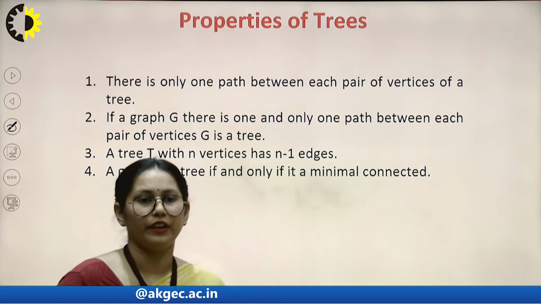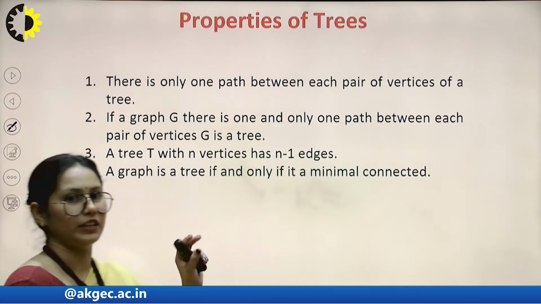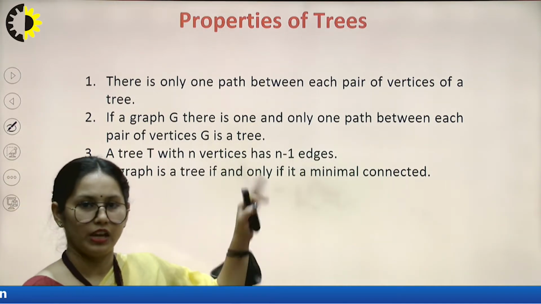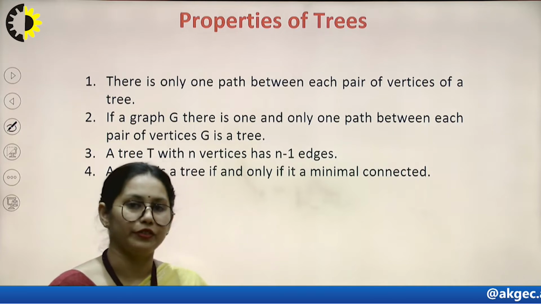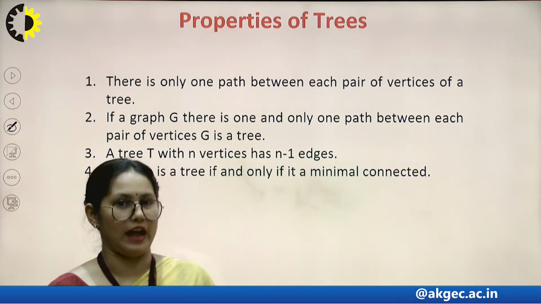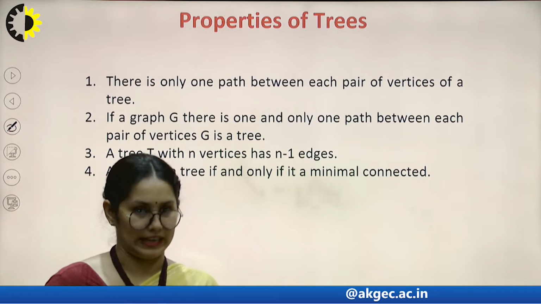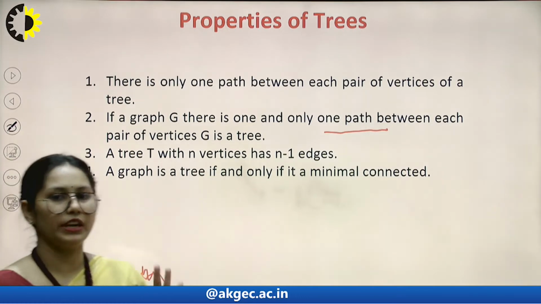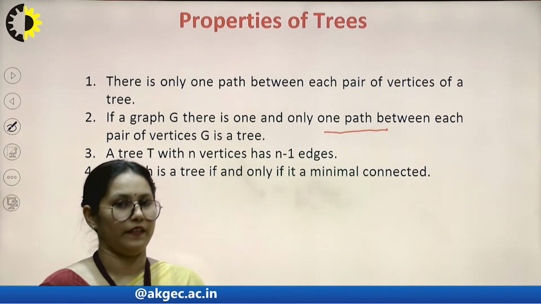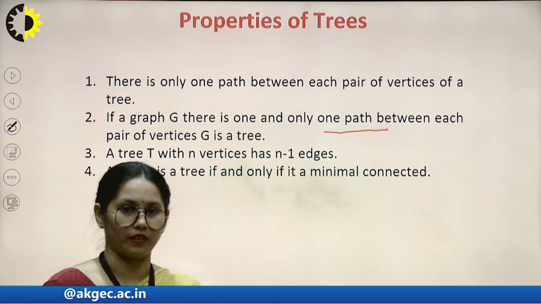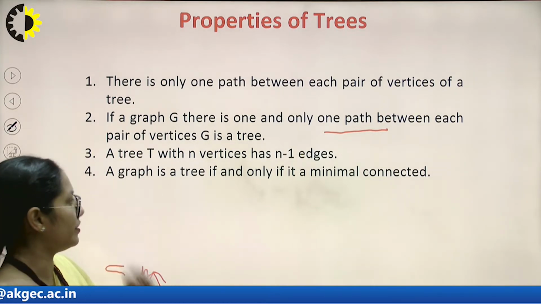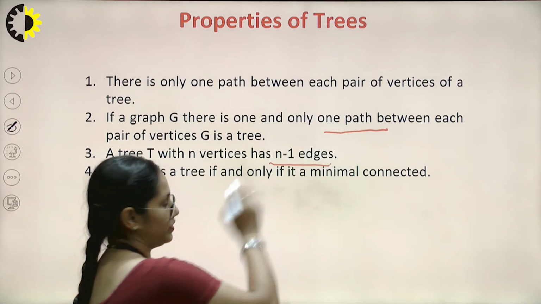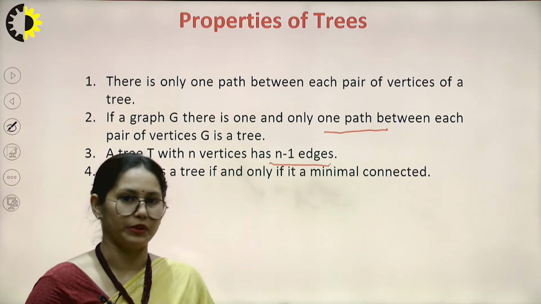The second one: in a graph G, there is one and only one path between each pair of vertices. It says that a graph G is known as a tree if and only if there is only one path between each pair of vertices. Now the third property is that a tree with n vertices must have n minus 1 edges. That has already been covered in the previous slide.